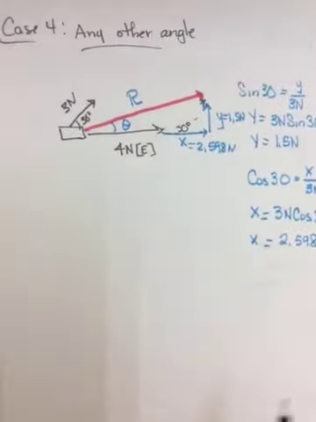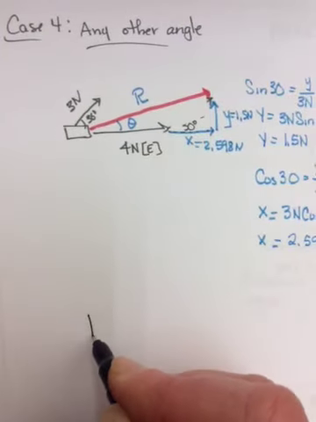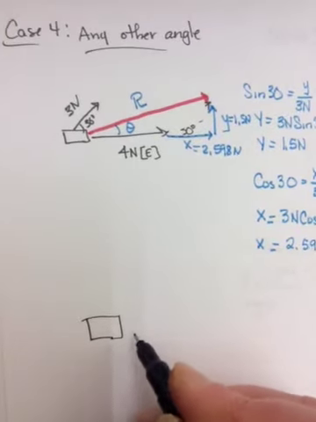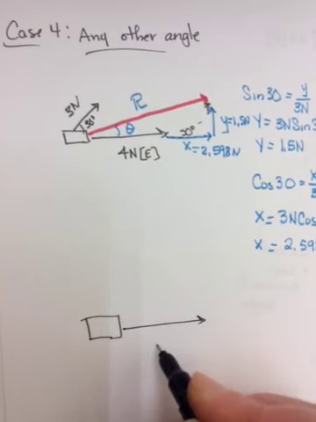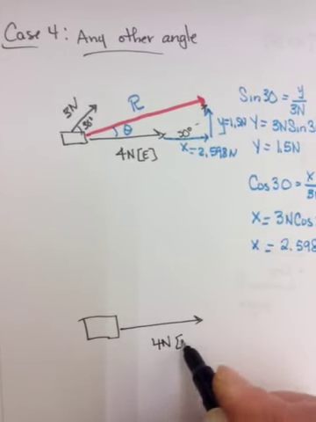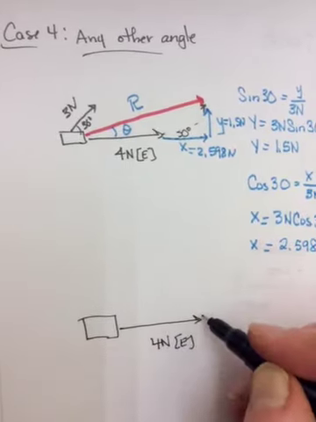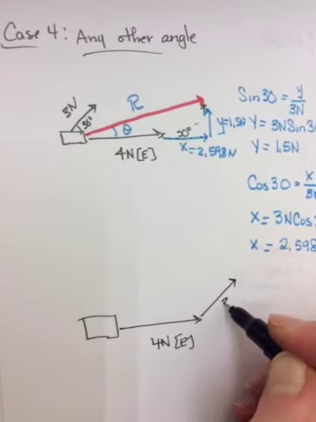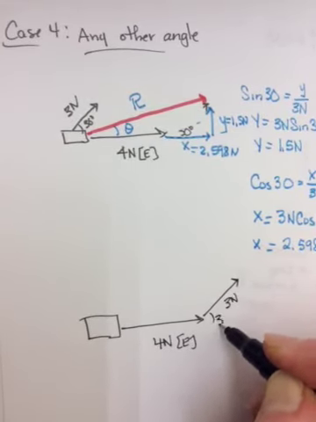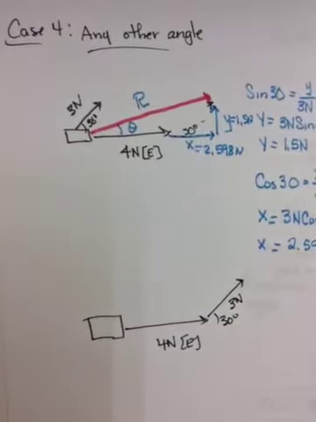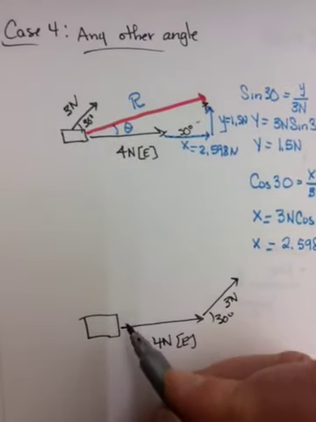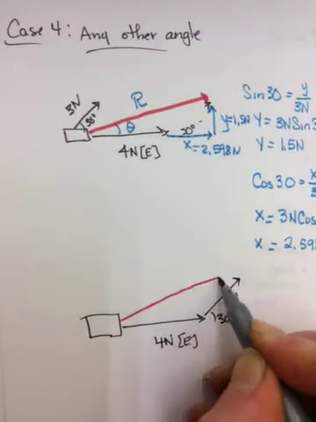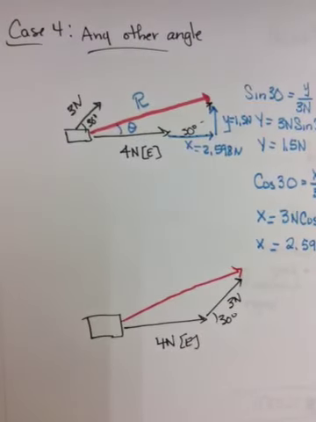Okay, I know you can do the Pythagorean. There is another way you could have done this, so I'm just going to redraw here. So here is my 4 newtons going east, and here was my 3 newtons at 30 degrees, and here was my resultant. Imagine that straight, would you?